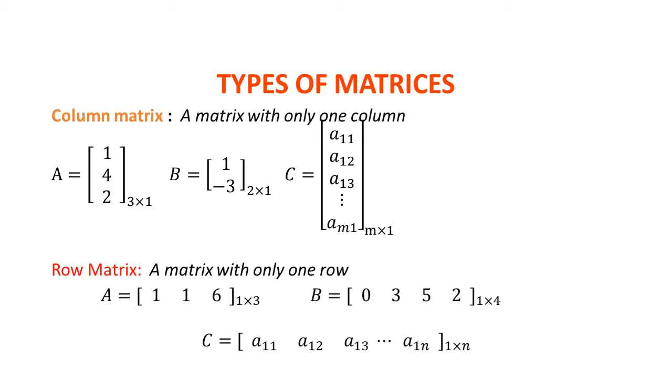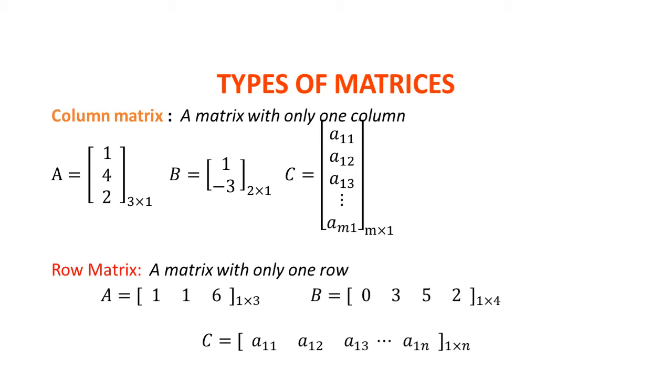So the next one is a row matrix. What is a row matrix? A matrix with only one row. If it has only one row, then we say it is a row matrix. So let us see an example. A is a matrix within brackets. We see 1, 1, 6. So when we see the number of rows, it has only one row. And when we see the number of columns, it has 3 columns. So the order of the matrix is 1 cross 3. Since it has only one row, we call it a row matrix.